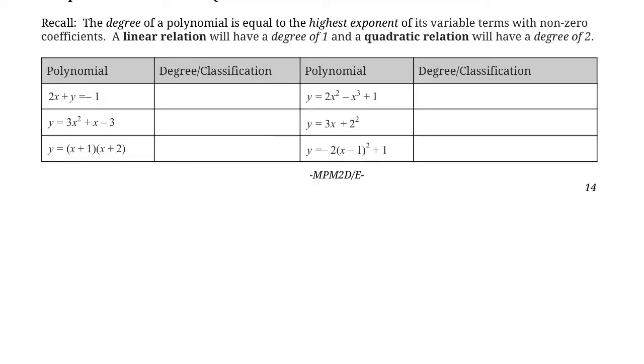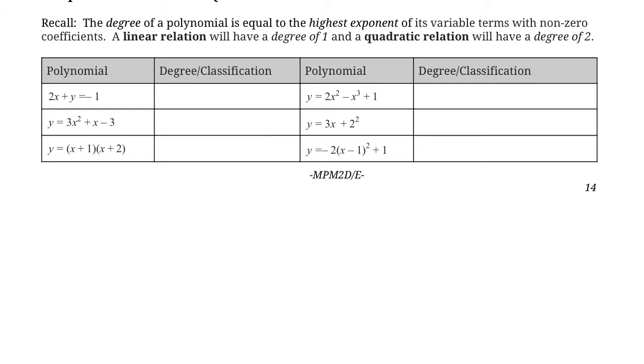When it comes to comparing the equations for linear and quadratic relations, we can classify an equation as being linear or quadratic simply by looking at the degree of the polynomial. And you'll recall from a previous lesson that the degree of a polynomial is equal to the highest exponent that you see on a variable in an equation. We know that a linear relation will have a degree of 1, and a quadratic relation will have a degree of 2. If you have a degree that is neither 1 or 2, so maybe it's something higher than 2, we can classify this as being neither linear nor quadratic.